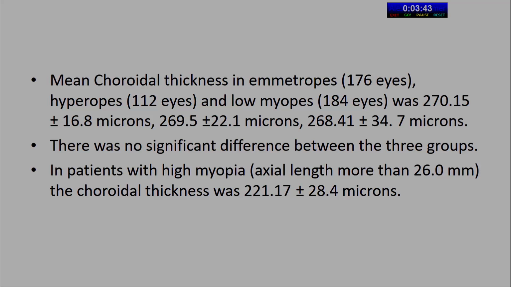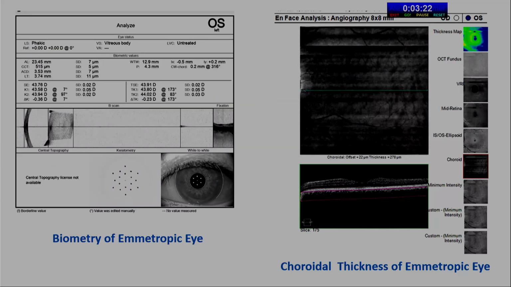So mean choroidal thickness in emmetropes, which was 176 eyes, hyperopes and low myopes was 270.15, 269.5 and 268.1 microns respectively. There is no significant difference between the three groups in the choroidal thickness. In patients with high myopia, that is axial length more than 26 or more than -6 diopters, the choroidal thickness was 221.17. So these were the measurements which were done on the IOL Master and the scans on the Angioplex machine.